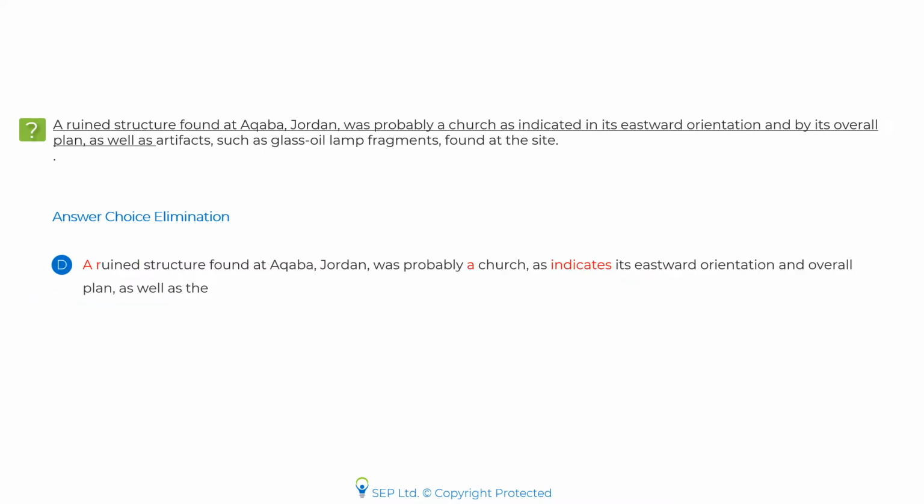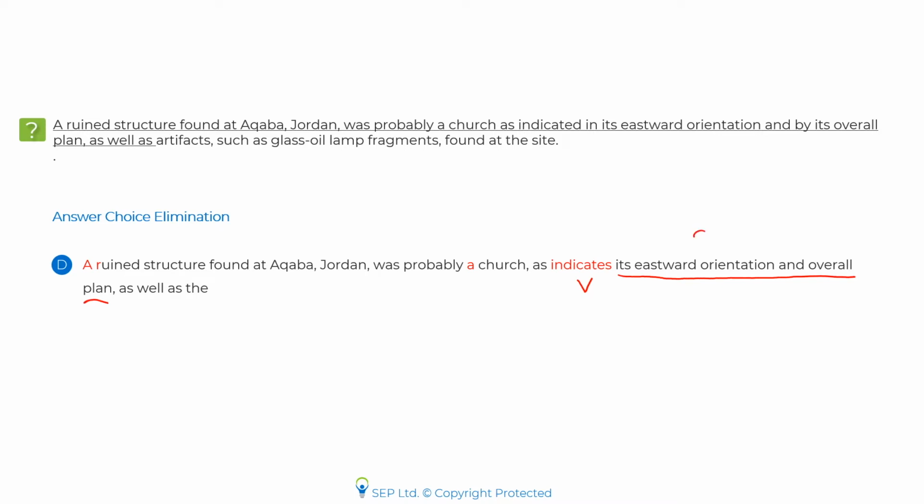A ruined structure found at Aqaba, Jordan was probably a church. Now that awkwardness still remains, but we might kind of settle with that if all else is fine. So a ruined structure was probably a church, as indicates. "Indicates" here clearly is a verb. So what is the subject? As indicates is its eastward orientation and overall plan.